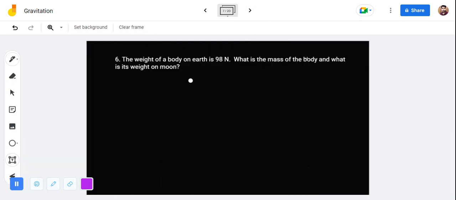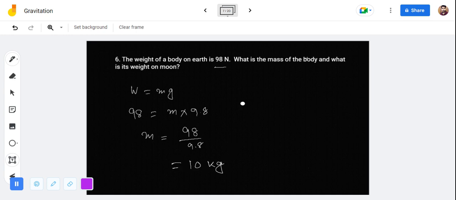Next question is, the weight of a body on earth is 98 Newton. What is the mass of the body and what is its weight on moon? Now we know that the formula W is equal to mg. Now put the values, W is 98, m into g. The value of g is 9.8. So the value of mass will be 98 by 9.8, that is basically 10 kg.